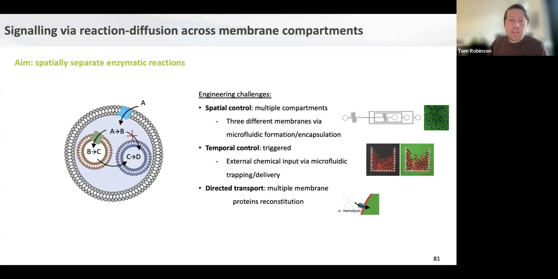And the last point is perhaps the most challenging point. We want to have directed transport. So we don't just want the intermediates in our enzyme cascade to be diffusing anywhere, with everything all happening at once. We want to have a kind of directed pathway of our transport, so of our reaction. So for this, we want to integrate multiple membrane proteins, reconstituted in our system.